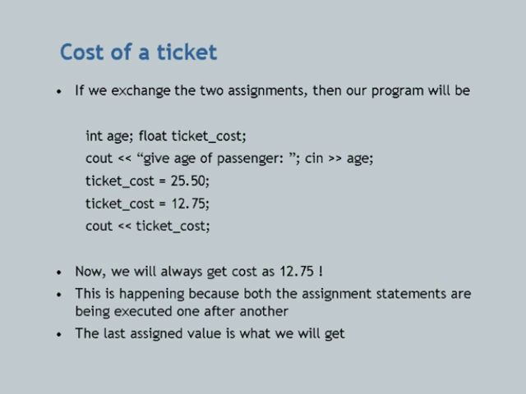Consider rewriting it differently. So I write the other statement first. I switch the assignment statements. I do the same thing. Then I say ticket_cost = 25.50, ticket_cost = 12.75. Very obviously it is wrong, because whatever be the age again, it is the last assigned value to ticket cost which will prevail, and that is what will be printed out. So this is happening because both the assignment statements are being executed one after another and the last assignment will take hold. Very clearly this is not what we wish to do.